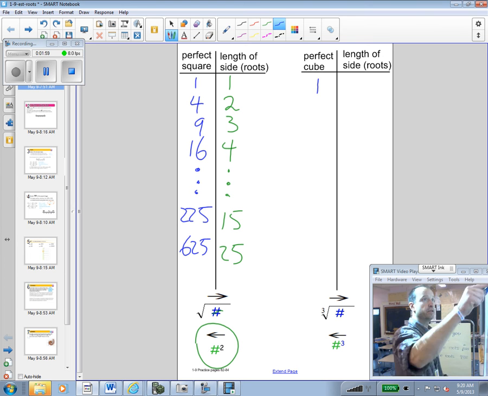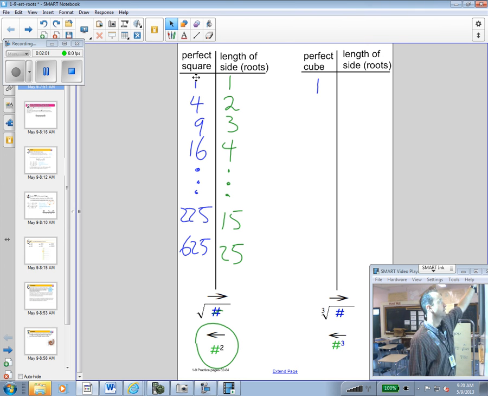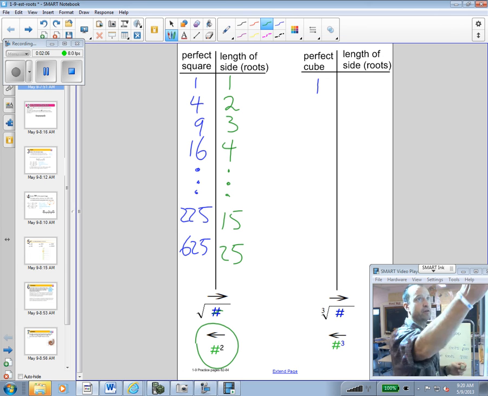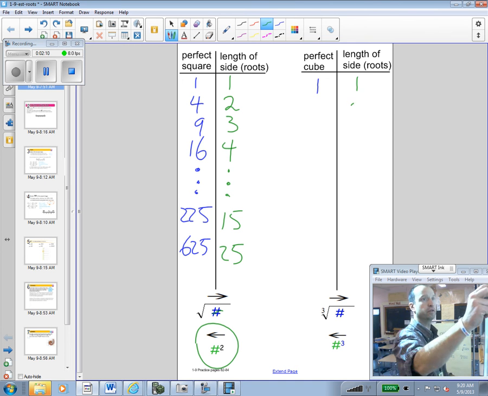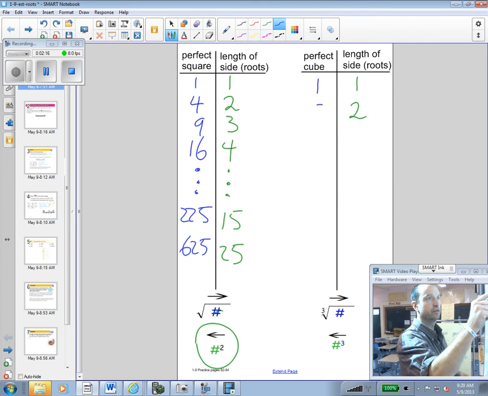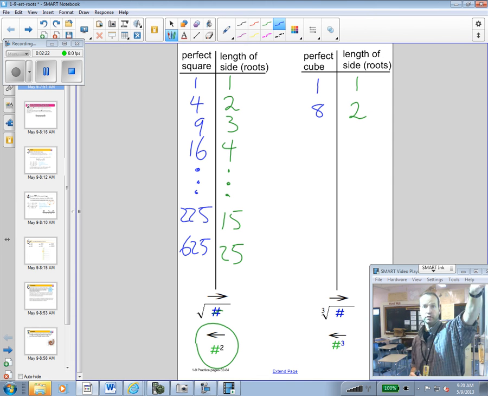We could do the same thing here with perfect cubes. We got out our cubes. Okay, a cube has length, width, and height. Length, width, and height of 1 gives you 1 cube. If we go to a length, width, and height of 2, 2 times 2 is 4, times 2 is 8. It would have a volume of 8 cubes. Again, when we're dealing with squares, we're dealing with area. When we're dealing with perfect cubes, you're dealing with volume. So that would have a volume of 8 cubes to make it 2 by 2 by 2 tall.